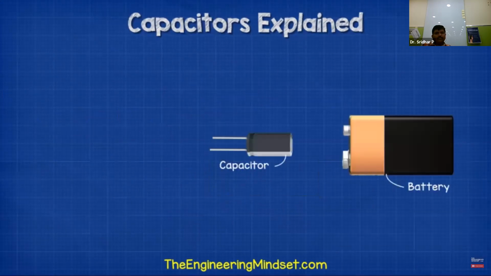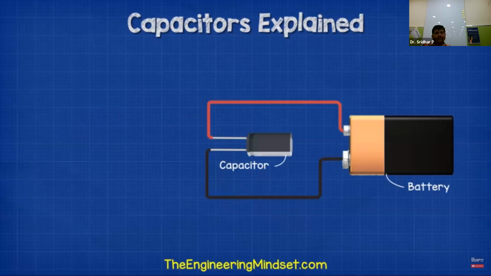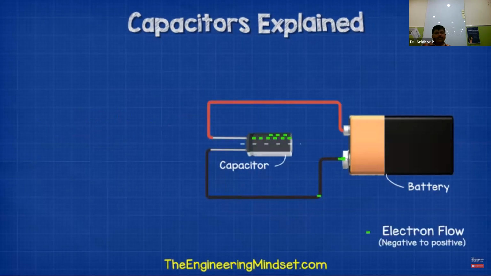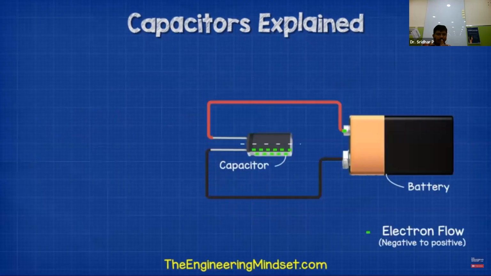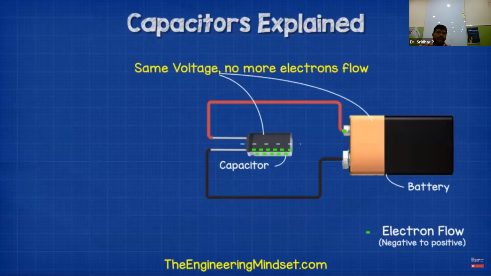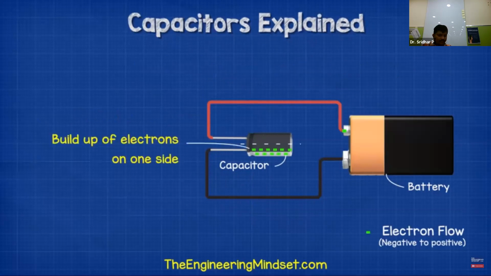If we were to connect a capacitor to a battery, the voltage will push the electrons from the negative terminal over to the capacitor. The electrons will build up on one plate of the capacitor, while the other plate in turn releases some electrons. The electrons can't pass through the capacitor because of the insulating material. Eventually, the capacitor is the same voltage as the battery and no more electrons will flow. There is now a build-up of electrons on one side. This means we have stored energy and we can release this when needed.